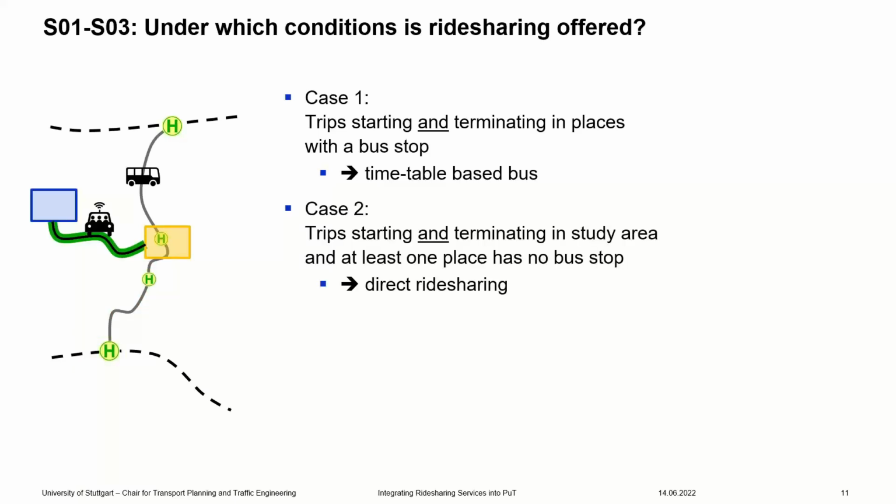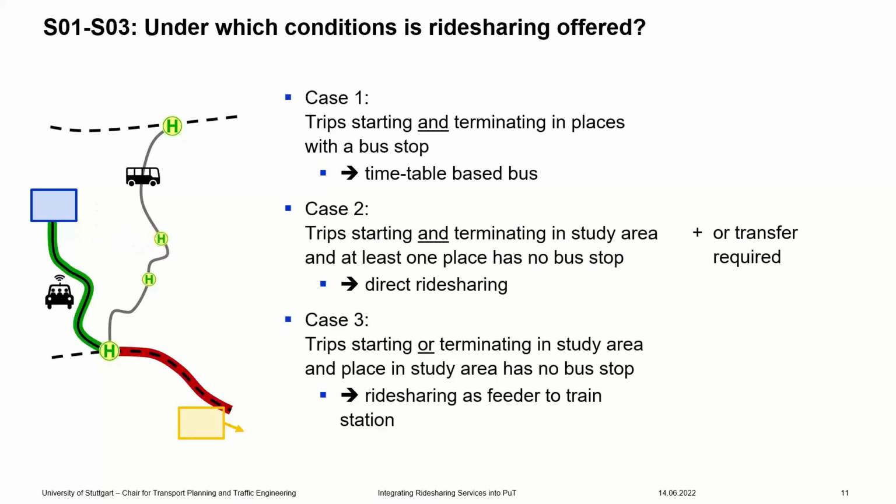Then we have case 2, which is for trips that are starting and ending within the study area and where at least one place has no bus stop. Here we will offer direct ride sharing for public transport passengers. And this is also the case if we are within our study area and a transfer would be required. Otherwise, then also direct ride sharing is offered.